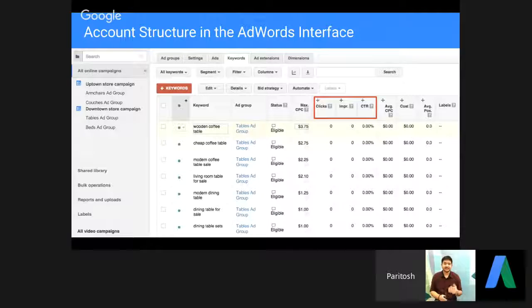Okay. Now, let's again come back to your AdWords account and see how exactly these metrics show. As you can see here, we have the clicks column, the impressions column, and the CTR column as well. So whenever you're trying to see which keywords of yours are getting a lot of impressions, which keywords are getting a lot of clicks, you can simply come into the account and take a good look here.